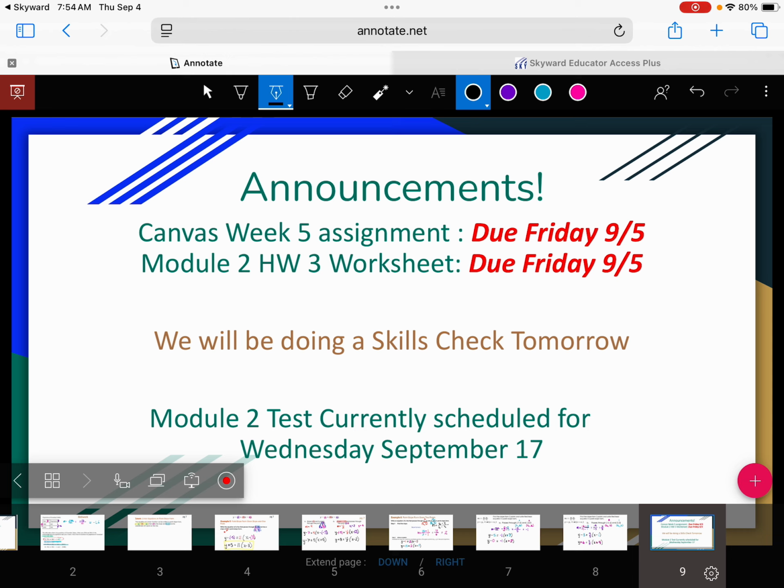Homework 3 is due tomorrow. We're also going to do a skills check tomorrow. It's not super long, it's not super bad. But just kind of check in where we are in this first half of the chapter, because next week we're going to start looking at more than one thing at the same time.